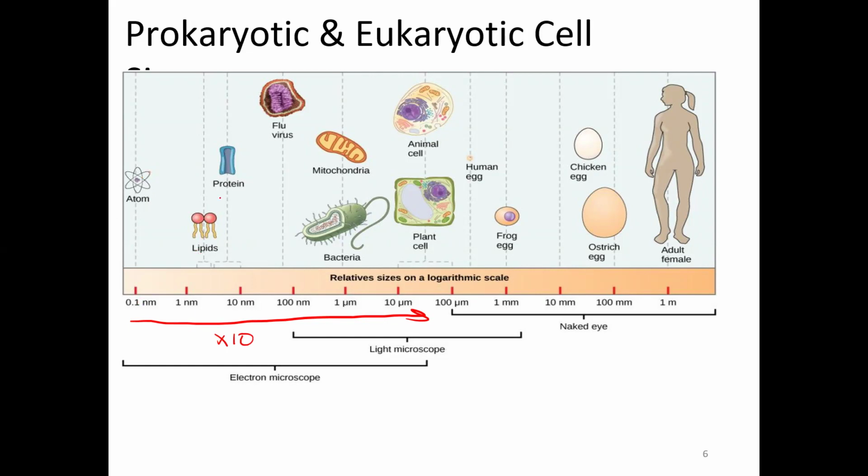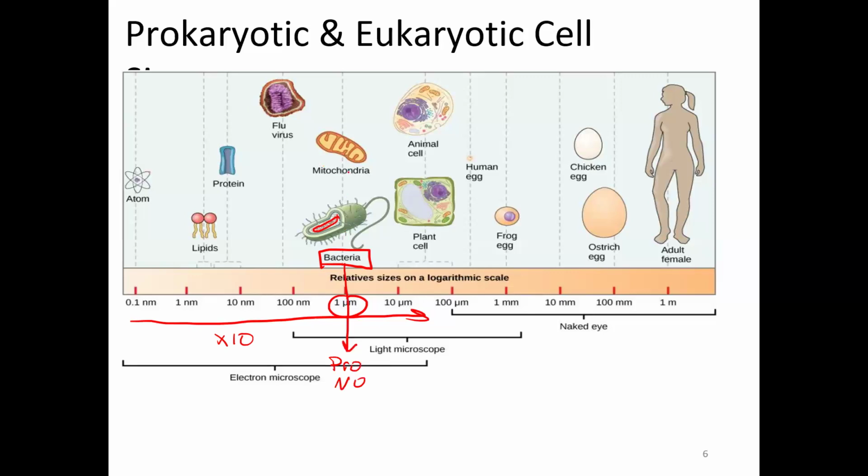Then we go to our lipids and proteins. Our flu viruses, or in this case viruses in general, are also going to be super tiny. And then we get to our 1 nanometer. You can see our bacteria, and in the middle over here, this is all of our genetic material. We don't have a nucleus. So in this case, our bacteria are going to be prokaryotic because there is no nucleus.